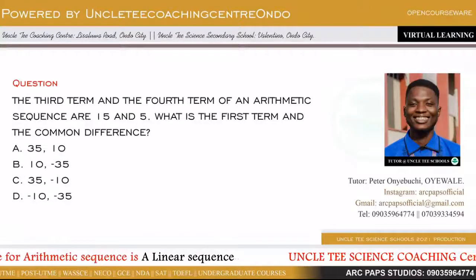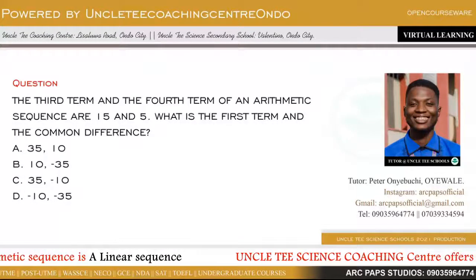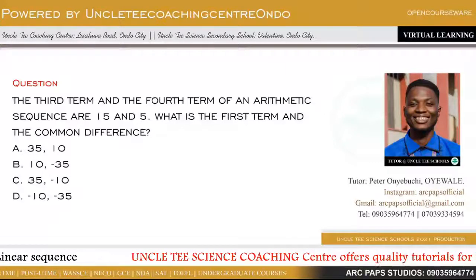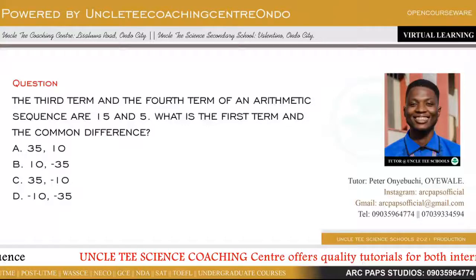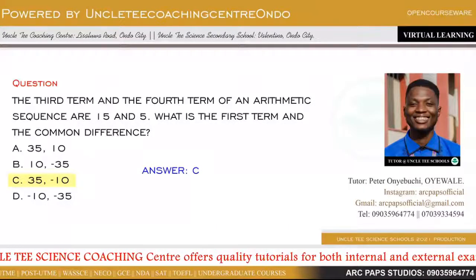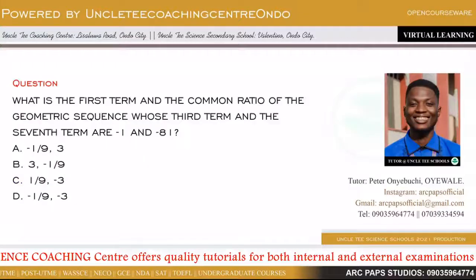Now the third term and the fourth term of an arithmetic sequence are 15 and 5. What is the first term and the common difference? Now you have to solve this question and you are supposed to get C, which is 35, minus 10.